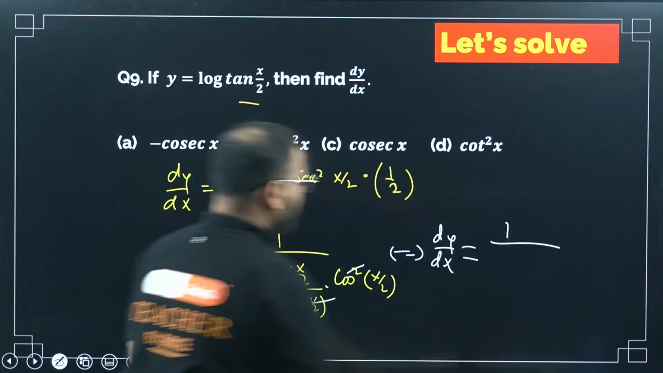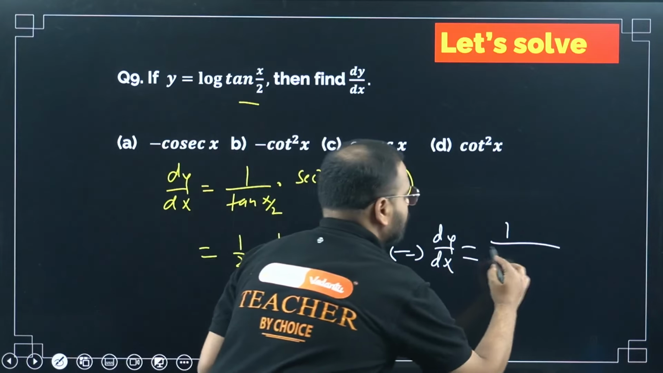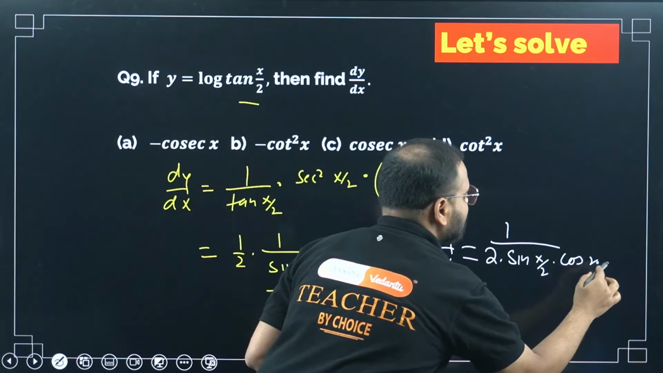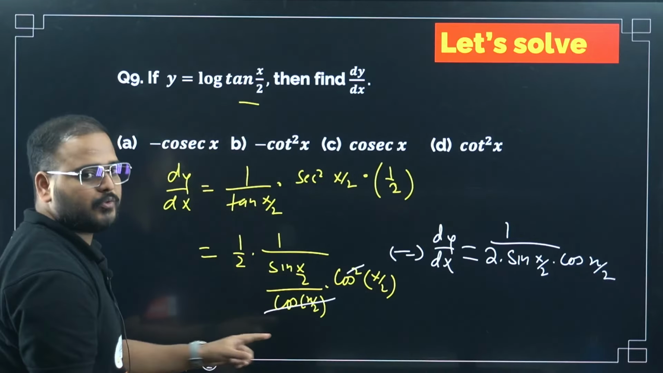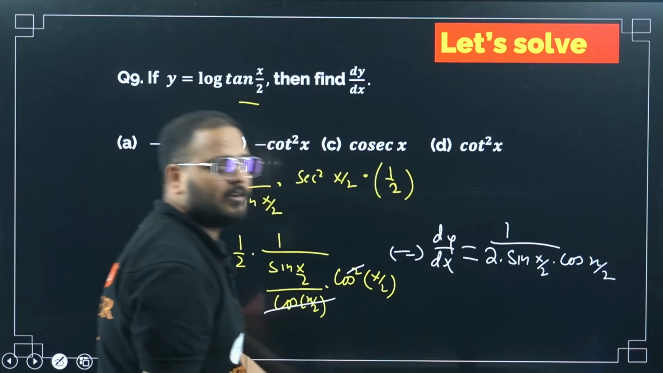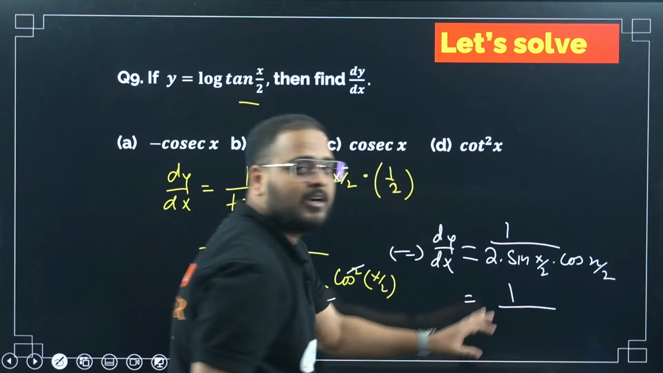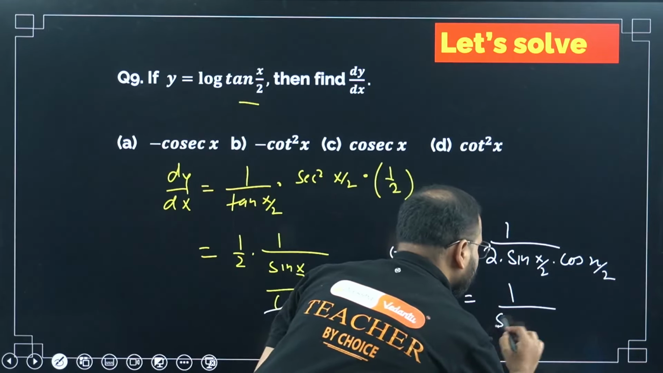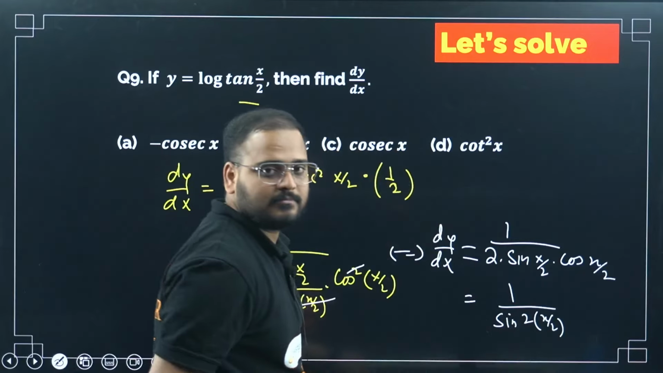Please check now what I've left here. Nothing is in the numerator, only 1 is there. So 1 upon, what is it? 2 sine x by 2 cos x by 2. Please check. 2 sine x by 2 cos x by 2, because one cos is already cancelled. So 2 sine cos, how much is that? It is simply 1 upon sine 2 times x by 2.